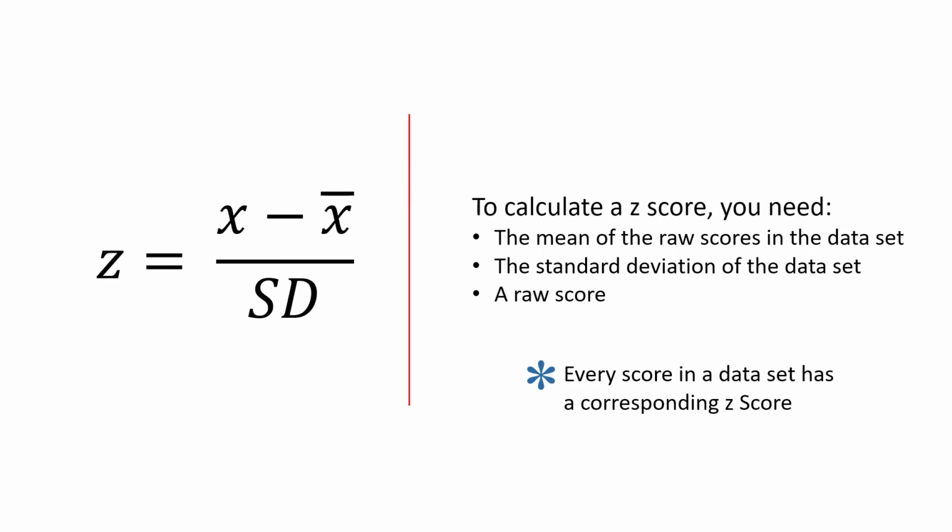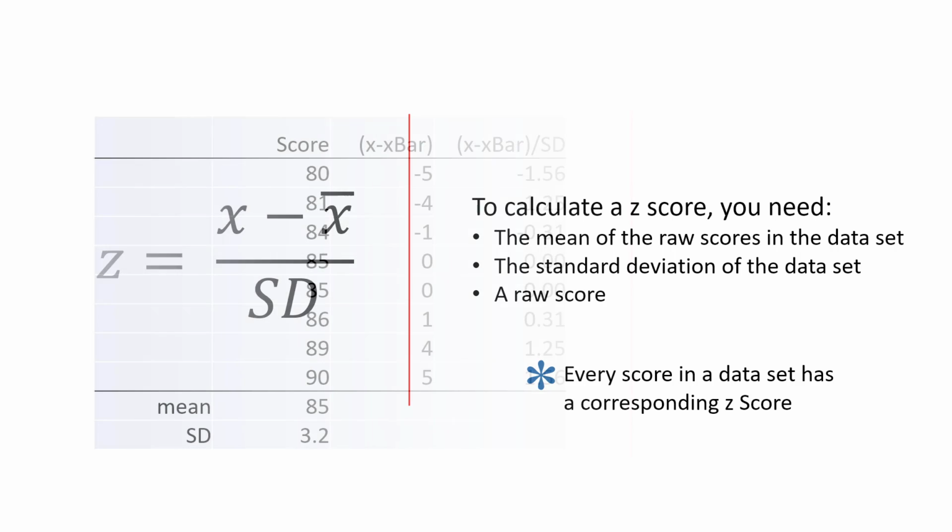Okay, so how do you go about calculating a z-score? Well, here's the formula. To calculate a z-score, you need the mean of all the scores in the data set and their standard deviation. From there, you use this formula. Simply subtract the mean from the raw score in question and divide that number by the standard deviation of all the scores. Just keep in mind that every raw score has a corresponding z-score. I've set up a table in the next slide to show you what to do.